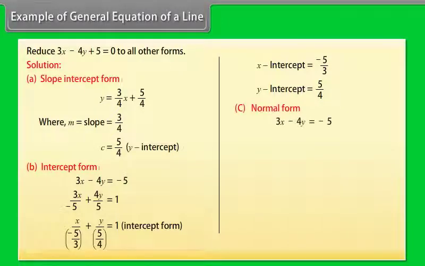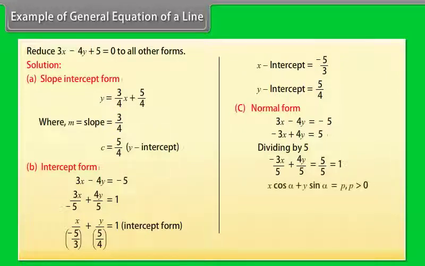Normal form. 3x - 4y = -5, so -3x + 4y = 5. Dividing by 5, -3x/5 + 4y/5 = 5/5 = 1. x cos α + y sin α = p, p greater than 0, where cos α = -3/5, sin α = 4/5, p = 1.